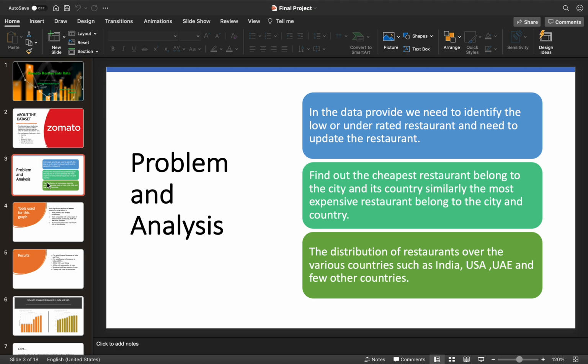For the problem analysis, in the data provided we need to identify the low and underrated restaurants and update them, and find the cheapest restaurant and the city and country it belongs to. Similarly, the most expensive restaurant and its city and country, and the distribution of restaurants over various countries such as India, USA, UAE, and a few other countries.